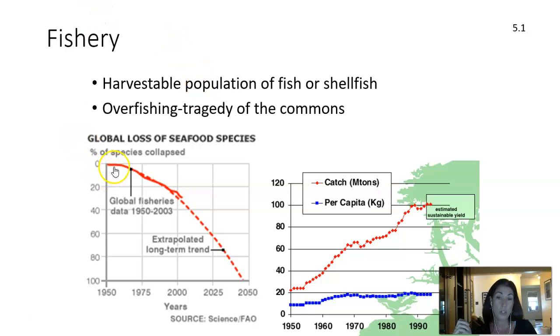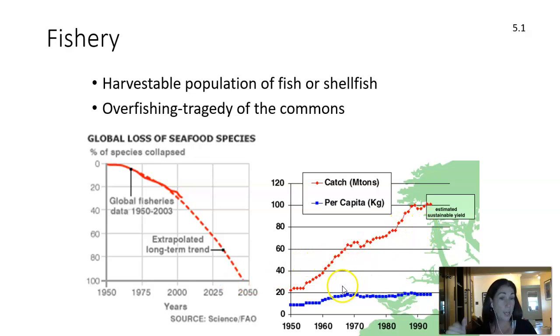So if you take a look at this graph right here, it tells you the number of species that are collapsing. And this doesn't mean that the species are going extinct. It just means that they're no longer harvestable at an economic level. So our global fisheries from 1950 projected out to 2050, you can see are definitely on a downward trend, and this is due to overfishing.